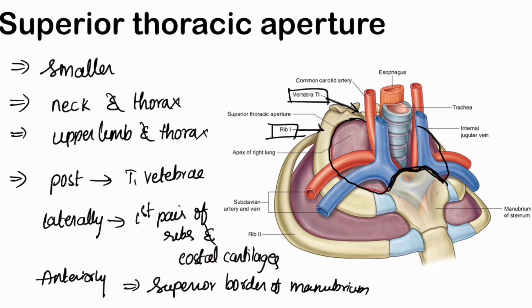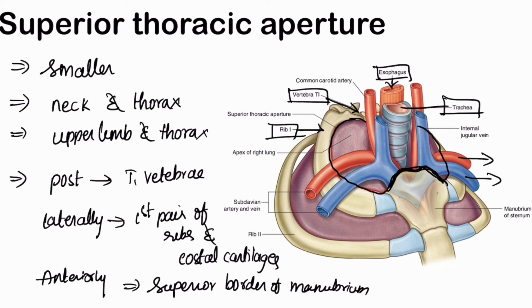Through this superior thoracic aperture, the trachea, this is the trachea here, esophagus, this is the esophagus here, and some of the nerves and the blood vessels, these are the arteries and these are the veins that drain the head and neck. Just look at them once again. This is the trachea here and this is the esophagus and these are the arteries and these are the veins. All these structures pass through the superior thoracic aperture.